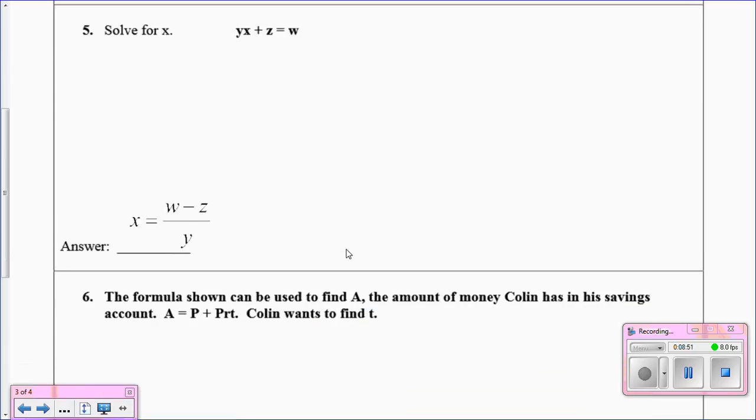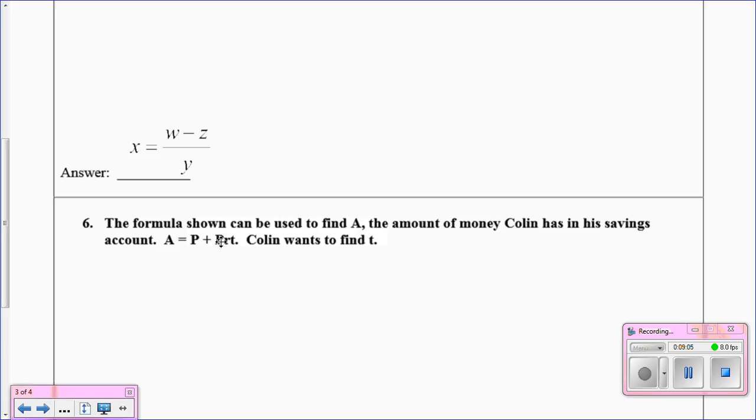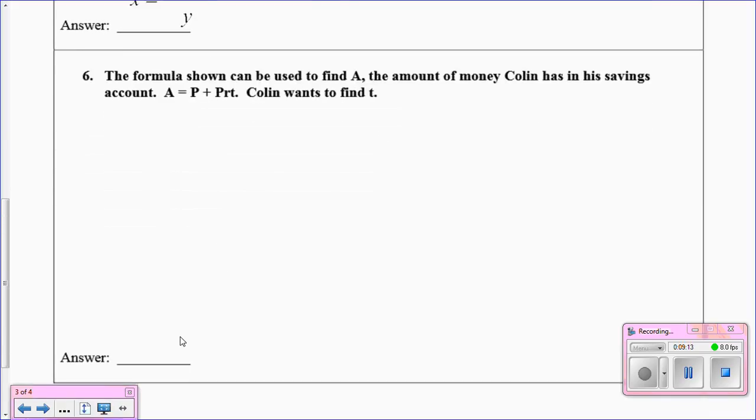And finally, the formula shown to find A, the amount of money Colin has in a savings account, is A equals P plus Prt. Colin wants to find t, so you're trying to get t by itself. Well, first you had to subtract P from both sides, then divide both sides by Pr, because t is being multiplied by that whole thing, Pr. Okay? So your final answer should be t equals A minus P over Pr.